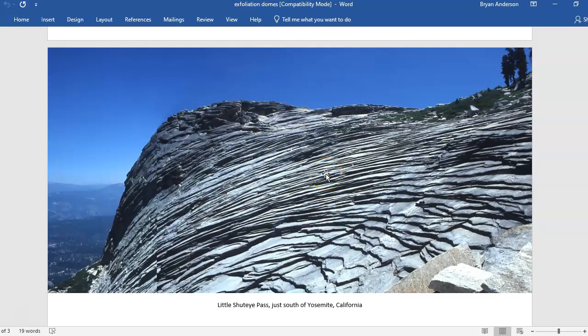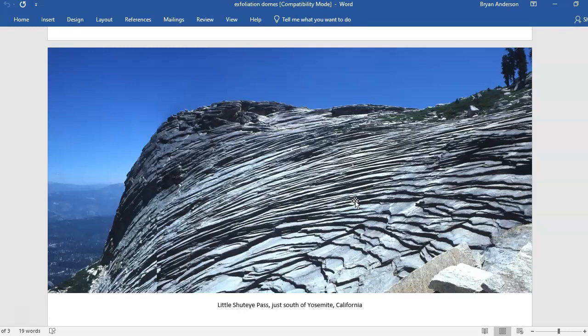So that last term, pressure release fracture, is what has gone on to make this rock look like this. Okay? So those are the forces of mechanical weathering and some images that go along with them.